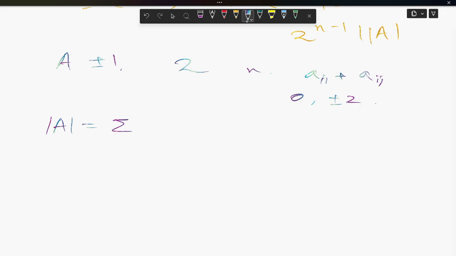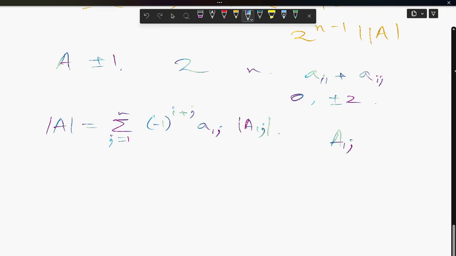That means the determinant of A is equal to the summation j equals 1 up to n of a_1j times the determinant of A_1j. Now each A_1j is an n minus 1 cross n minus 1 matrix where the first n minus 2 rows are rows of the original A with one row added to another. So their entries are only 0 and plus minus 2, except possibly the first row, which is plus minus 1. Now by induction, the determinant of A_1j is divisible by 2 to the power n minus 2.